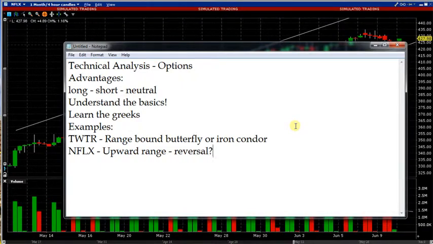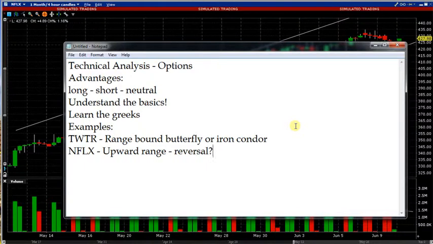So for the moment, I'm going to look at two examples. Before I forget, one other comment. Learn the Greeks so that you understand how options are priced. There's literally no reason to buy or take risk with options if you don't understand how they work and how the basic pricing of options work.